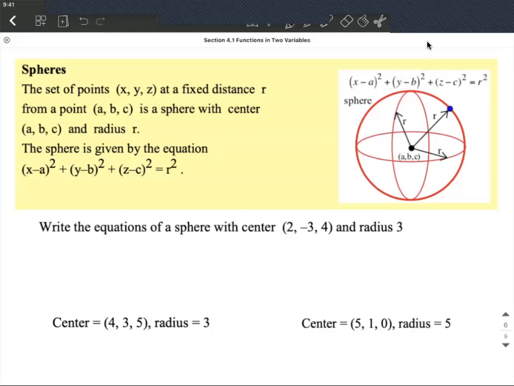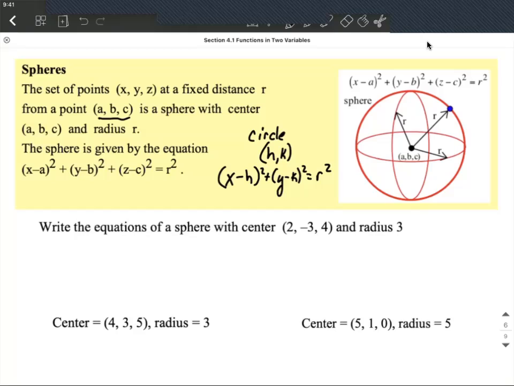Okay, spheres. Just kind of the three-dimensional version of a circle. So you may remember on a circle, the equation was your middle point, the center of the circle was given by (h, k). And the equation of a circle was (x minus h) squared plus (y minus k) squared equals whatever the radius was squared. Well, you can see from our formula that for a sphere, the center of the sphere is given by a, b, and c.